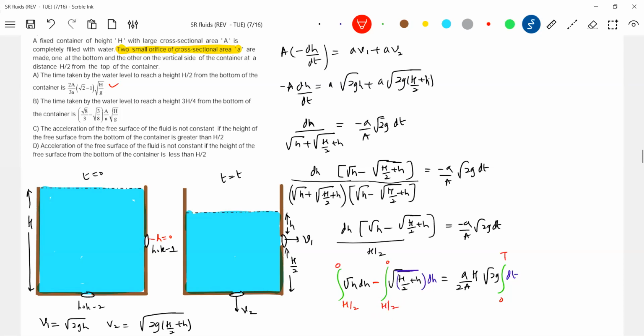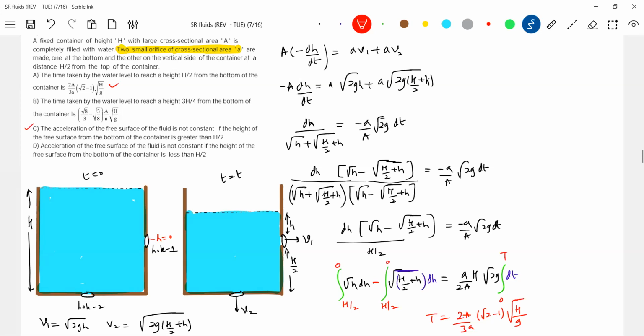More than one option is possible, so just be alert. Okay, I'll solve this. The expression for T will be... okay. Now, option C, try it out.